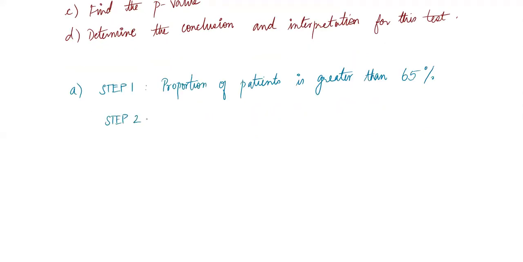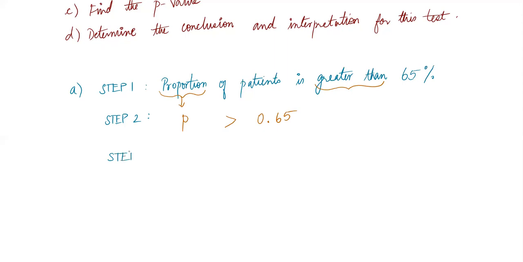Step 2 says, now that you got the claim, put that in a symbolic form. This is for all such patients, so this is the population, right? The population proportion has the symbol P. P hat is for sample proportion. P is for the population. The claim is always about the population. So greater than is greater than. 65% is 0.65. So we wrote that in symbolic form.